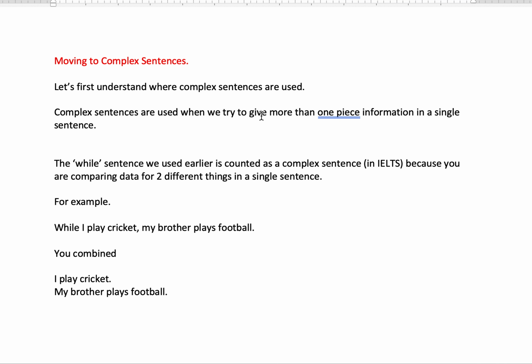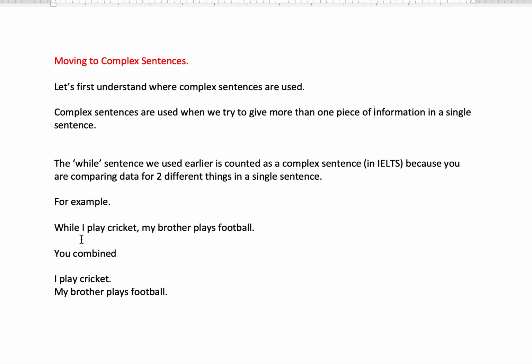Now moving to complex sentences. Let's first understand where complex sentences are used. Complex sentences are used when we try to give more than one piece of information in a single sentence. The while sentence we used earlier is counted as a complex sentence because you are comparing data for 2 different things in a single sentence.